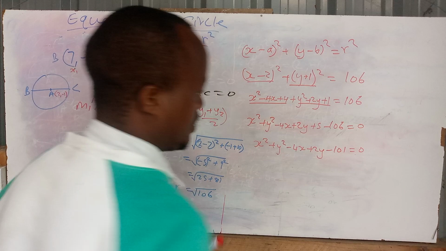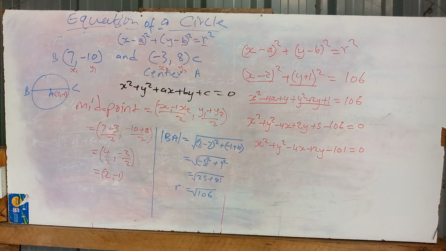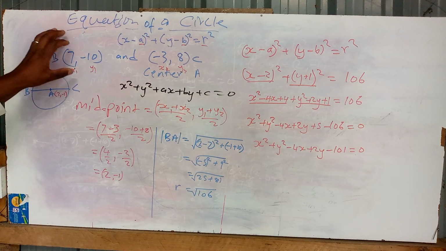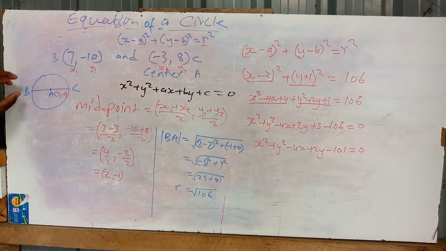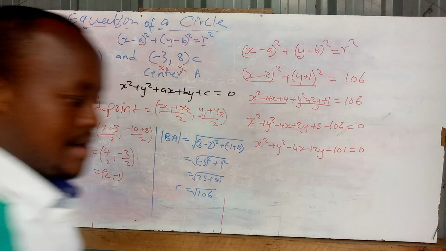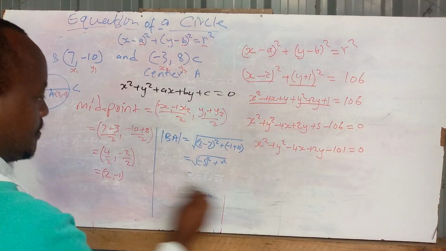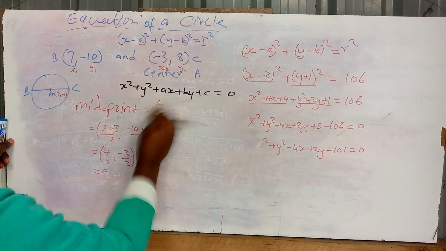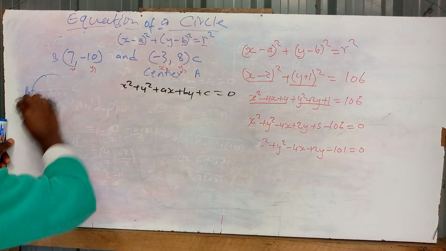That is the equation of that circle, having been given 2 points, being the end of the line that connects to the diameter. So you just find the center of the circle and then find the radius, and proceed that way.